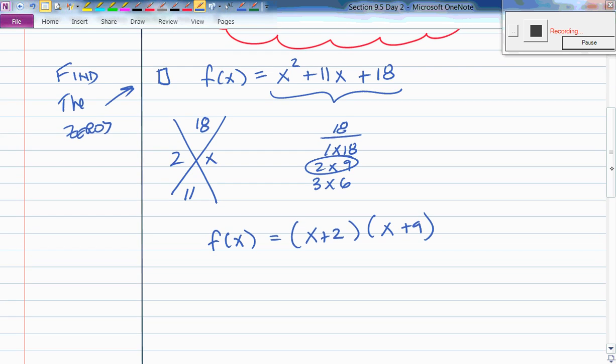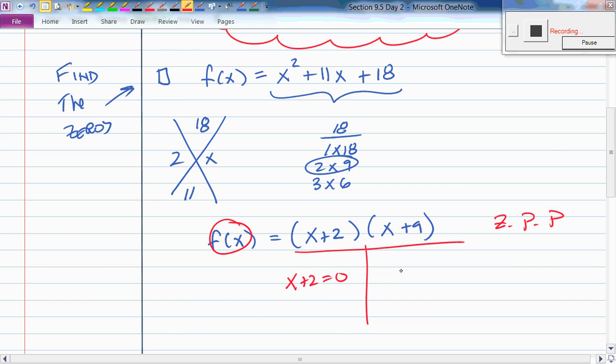All right, now, the goal again is to still find the zeros. So what we're going to do is pretend that this whole thing is equal to 0 for now. If it was equal to 0, what would I do? I would just use the zero product property. Remember the ZPP? So, x plus 2 would be 0, or x plus 9 would be 0. So what are my two answers here? Negative 2 or negative 9.